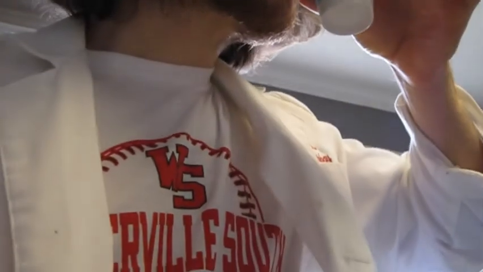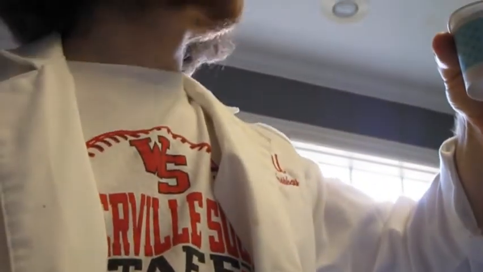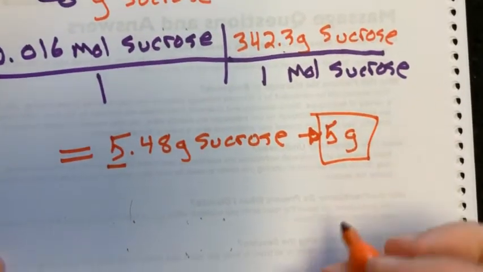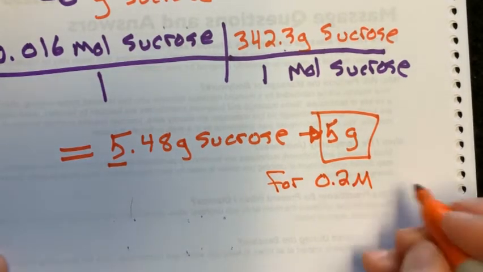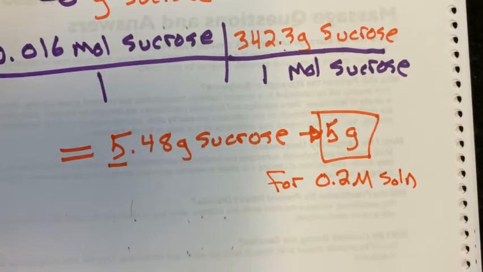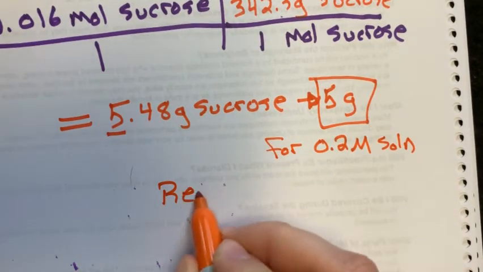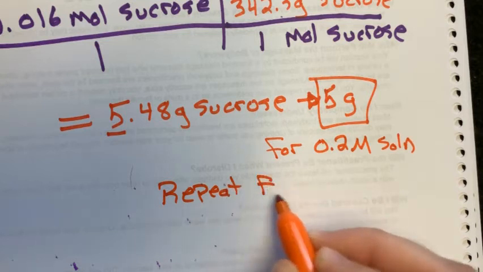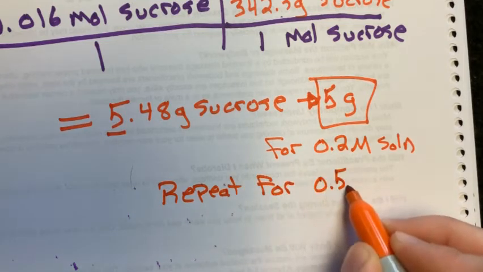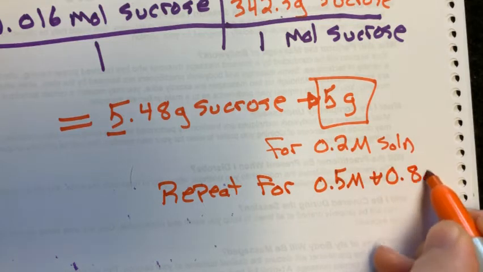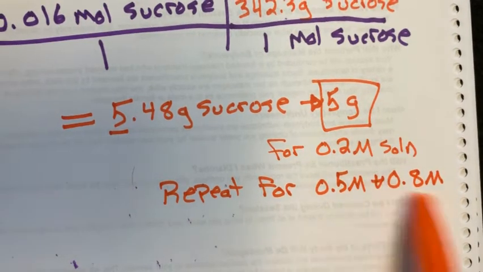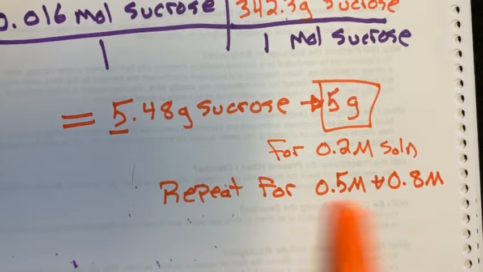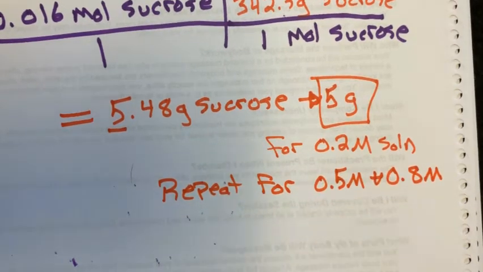And there we go. We've made Kool-Aid. Delicious. So this is 5 grams to make a 0.2 molar solution. You need to repeat this calculation 2 more times for 0.5 molar and 0.8 molar solutions. So we want to find out how many grams we can add to that to get those 2 concentrations. That will be your work to do, and you'll have 2 quiz questions on exactly that process.